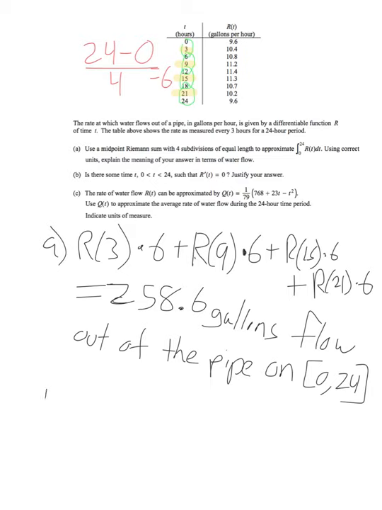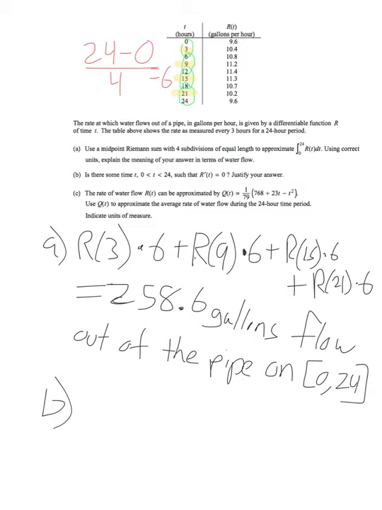Part B, is there a time where R prime of t has to equal 0? There's a couple different ways to do this. The way that I like to think about it is, usually when we think about the derivative being 0, we're thinking about critical numbers for finding local maximums and local minimums. So what I want to see is whether there is a place where R of t changes either from increasing to decreasing or from decreasing to increasing, where we have a relative max or a relative min, because I know usually that means the derivative is equal to 0.